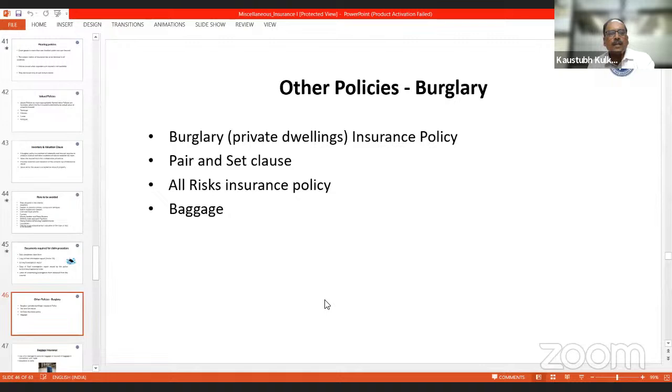Other policies of burglary that we deal with: besides burglary for business premises, we can issue burglary for private dwellings also. Pair and set clause, all risk insurance policy, baggage, these are certain other policies of burglary insurance.